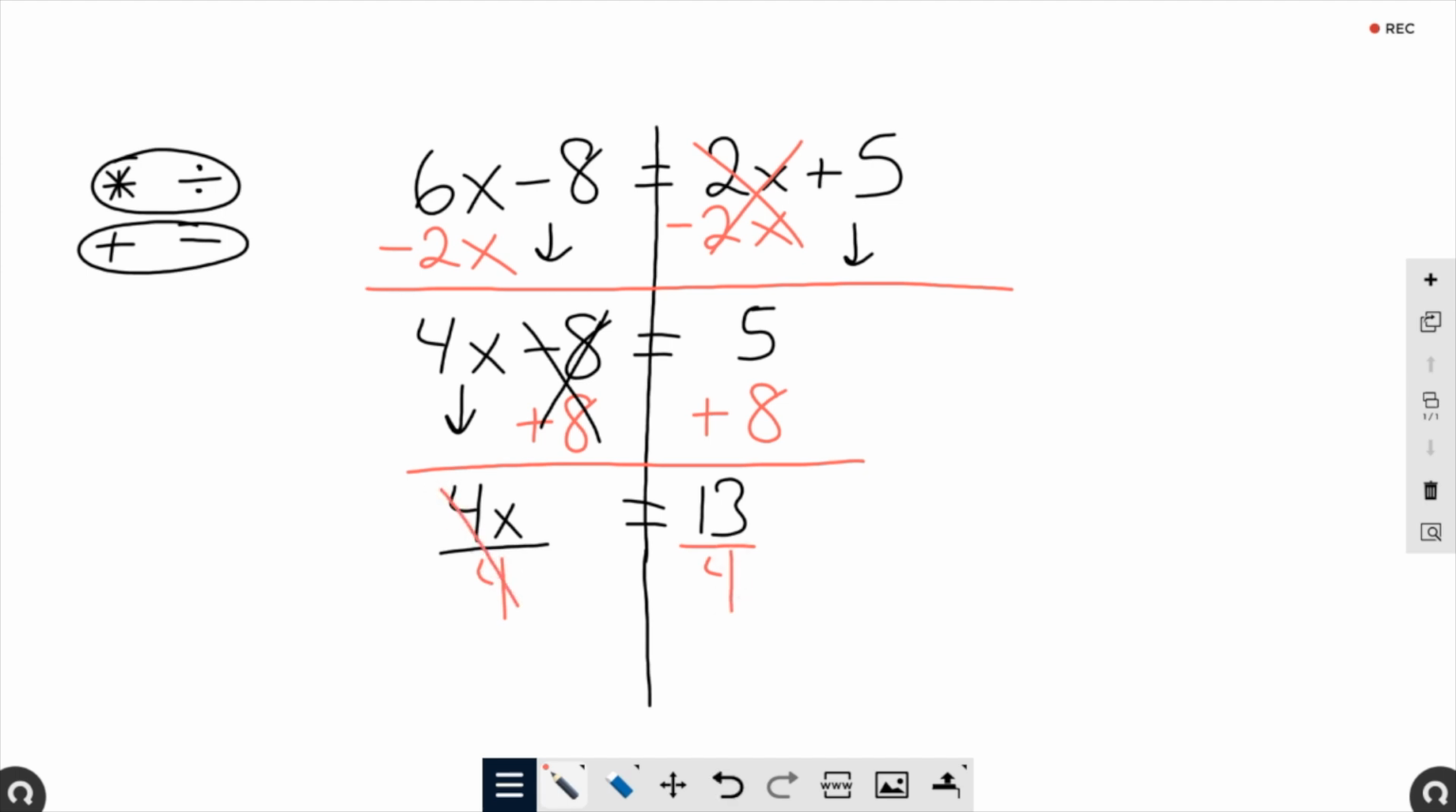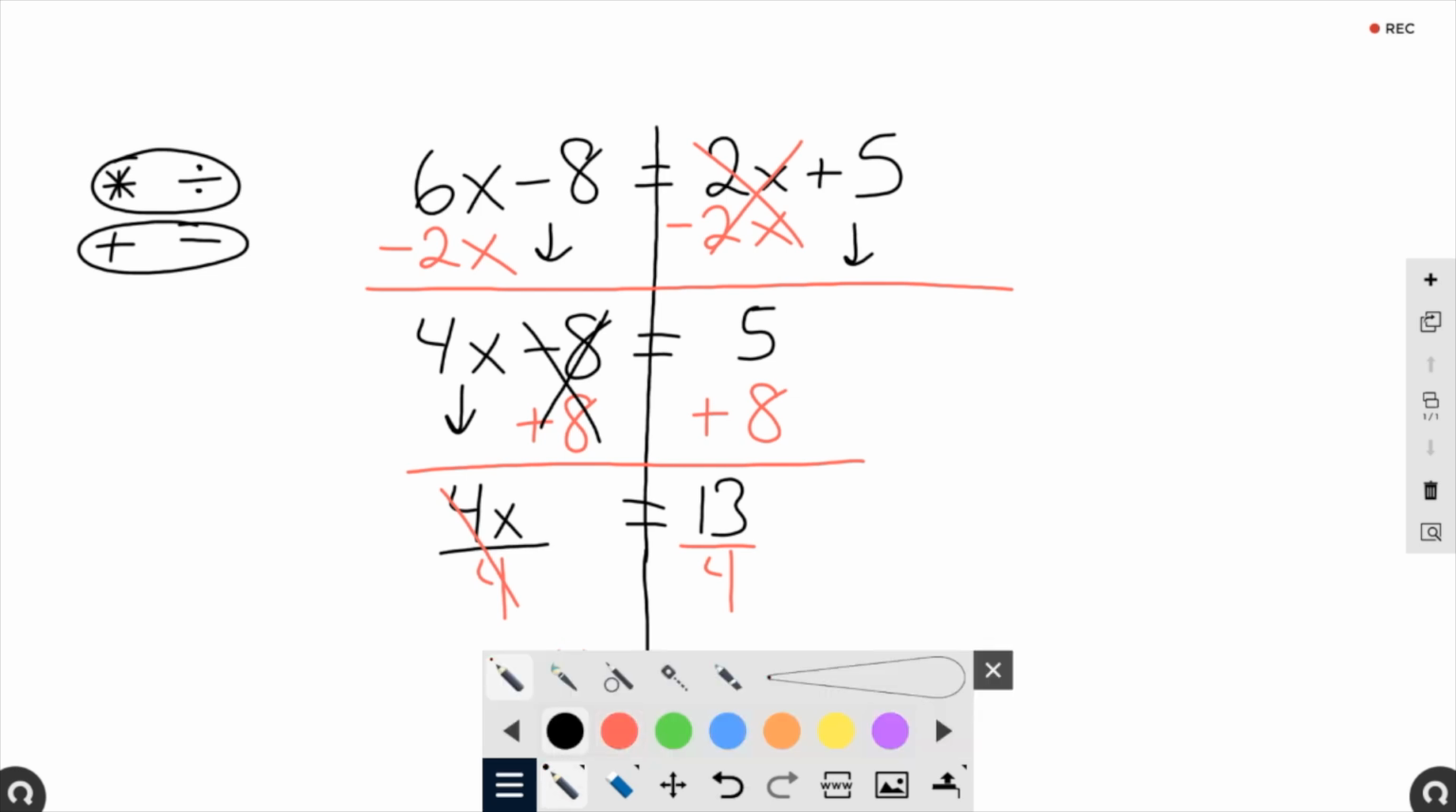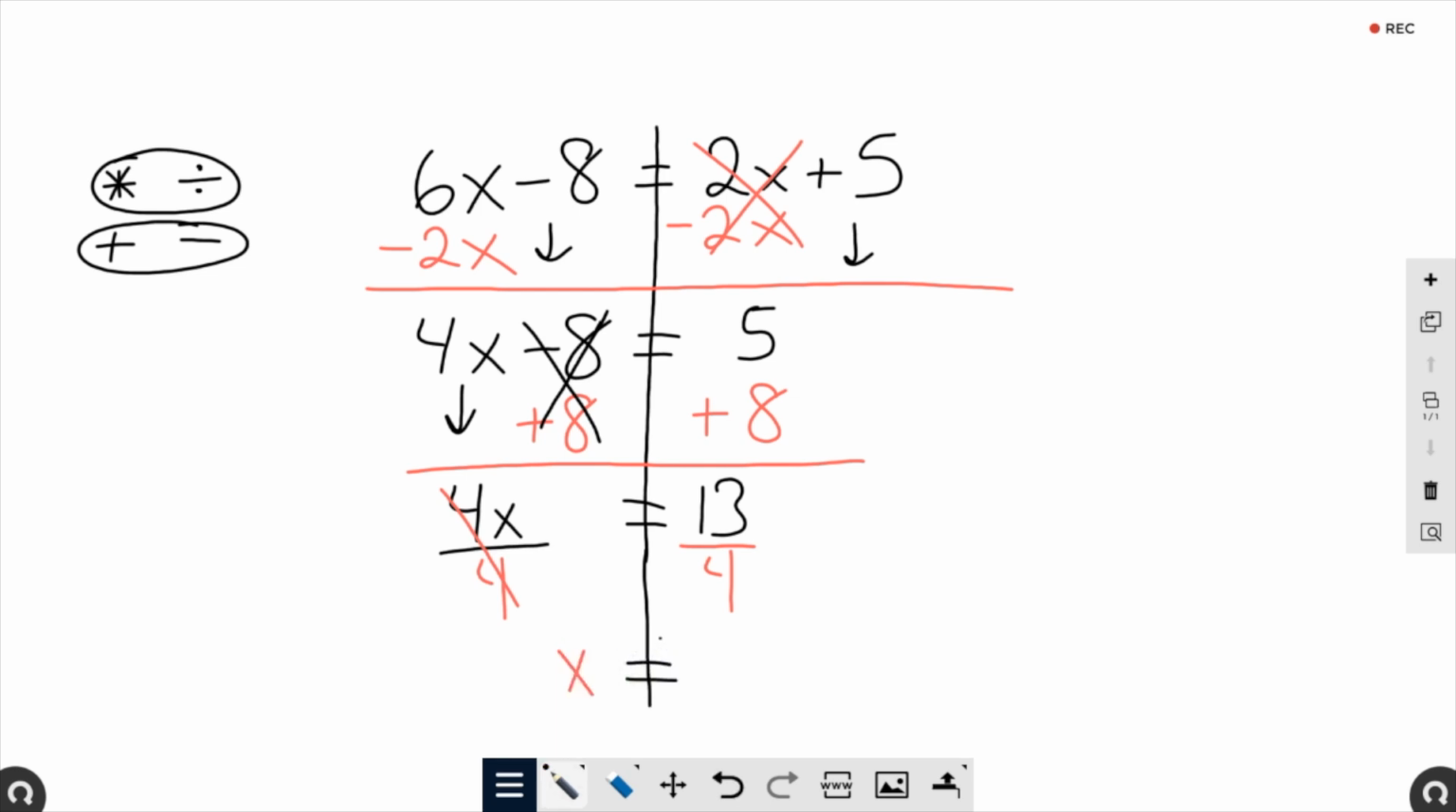4 divided by 4 is 1, so that leaves me with 1x equals 13 over 4. My last step always when I end up with a fraction is to simplify. There's not a common factor besides 1 that goes into both 13 and 4, so 13/4 is my simplified answer.